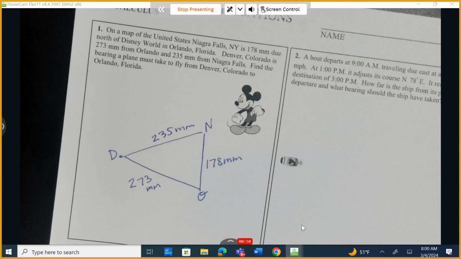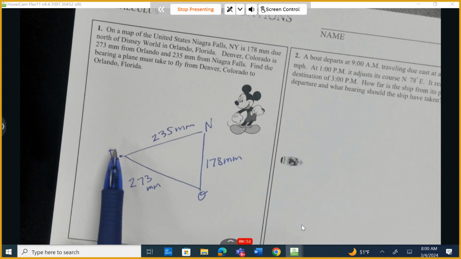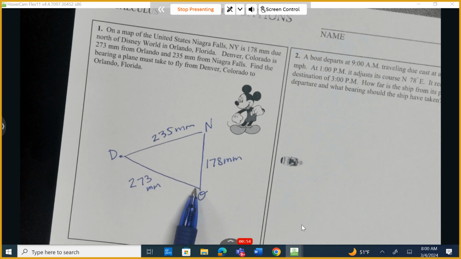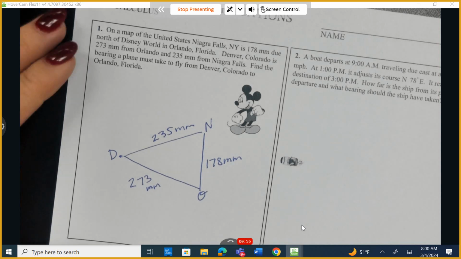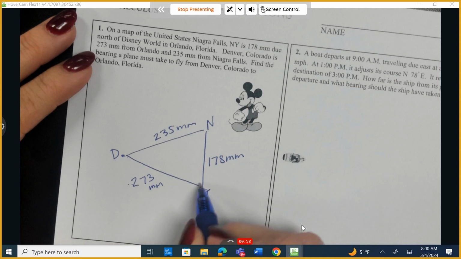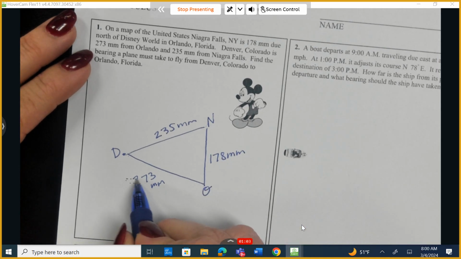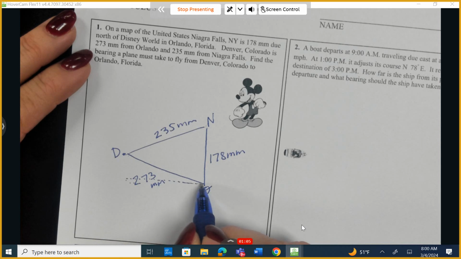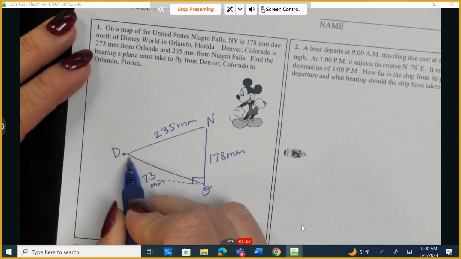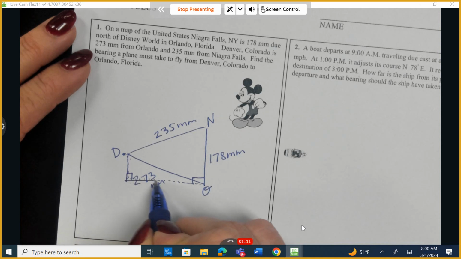Find the bearing a plane must take to fly from Denver, Colorado to Orlando, Florida. Well, I'm going to do something right now. I know this is straight down, so I'm going to create a line that's perpendicular to this, making a 90-degree angle. So I'm going to create a right triangle down here.